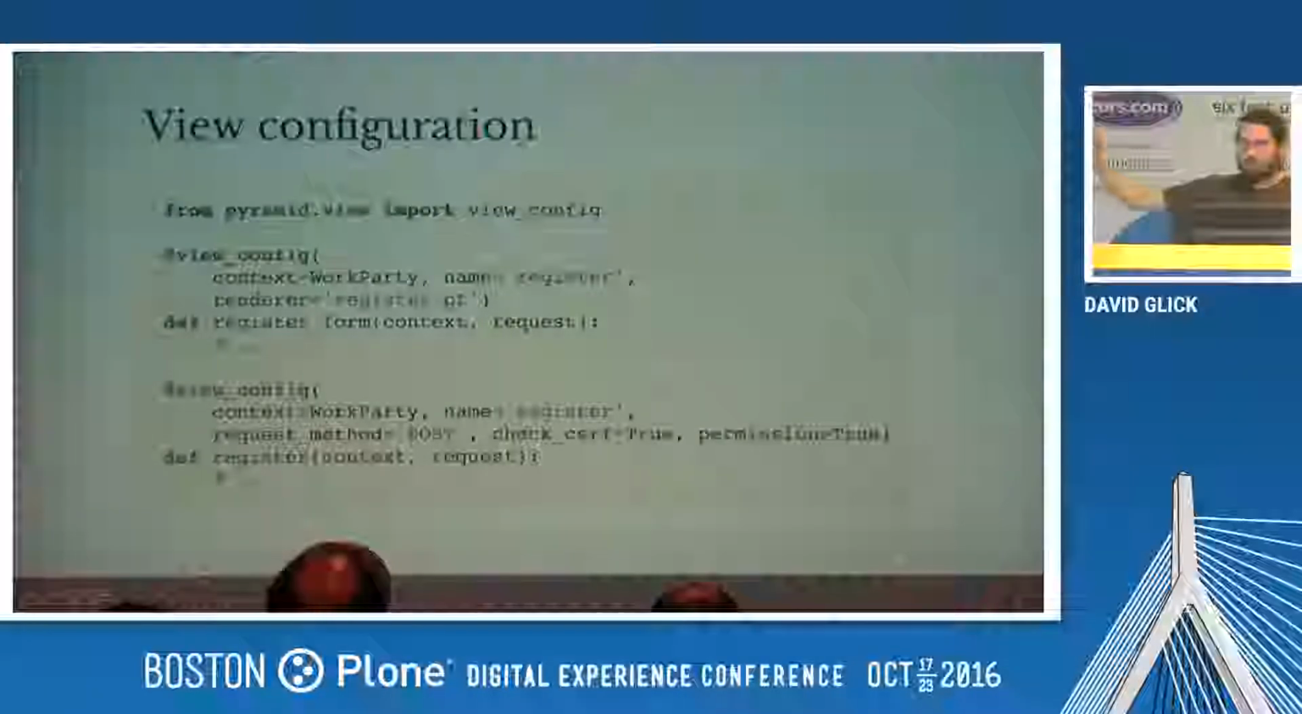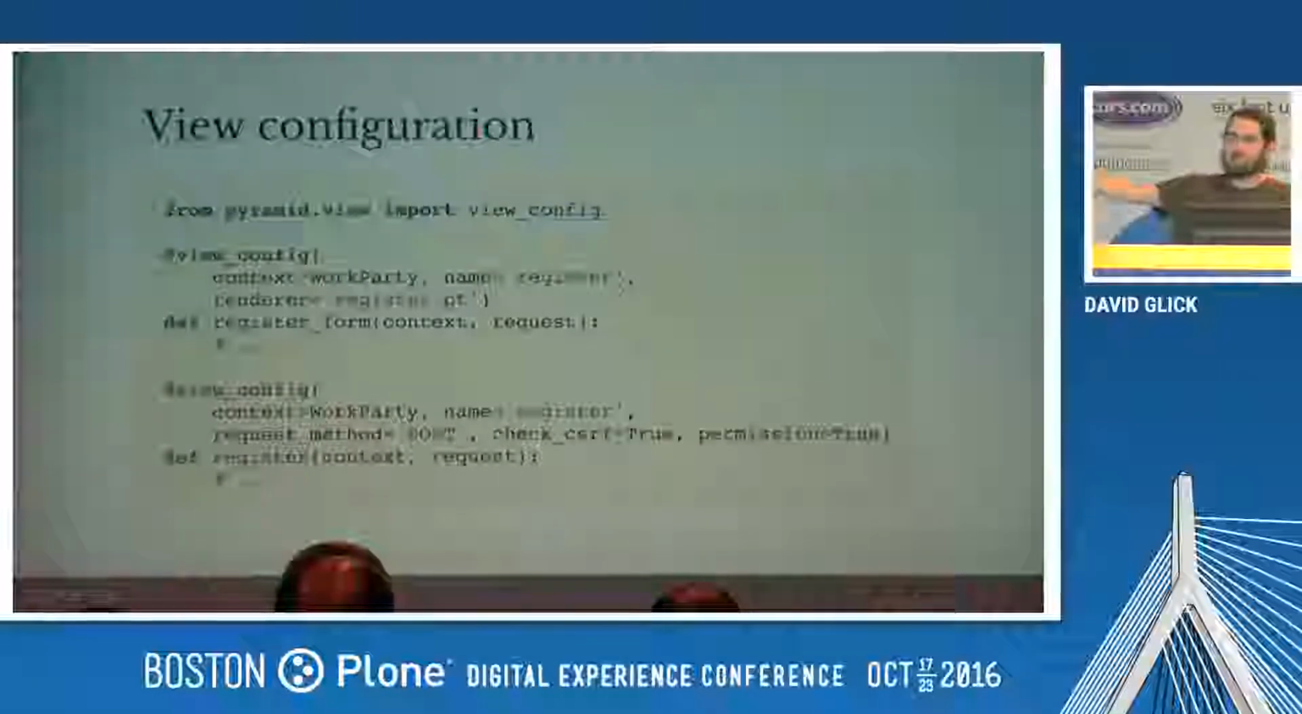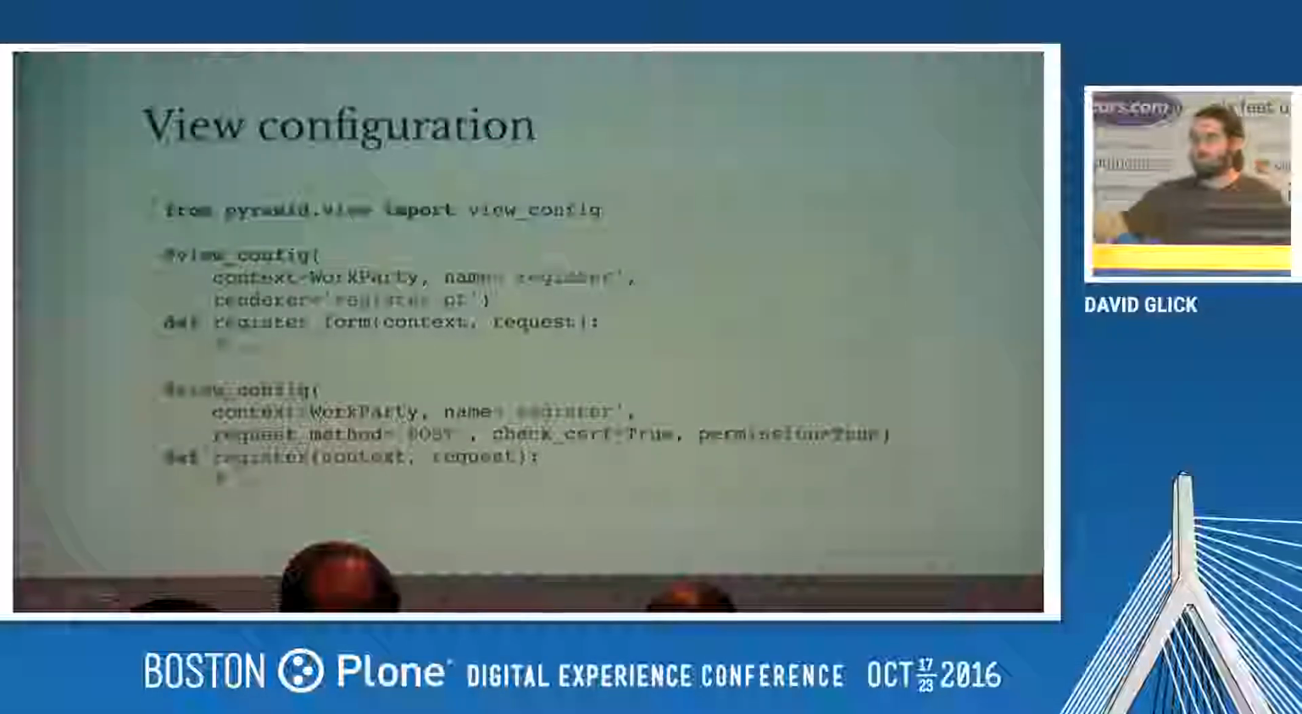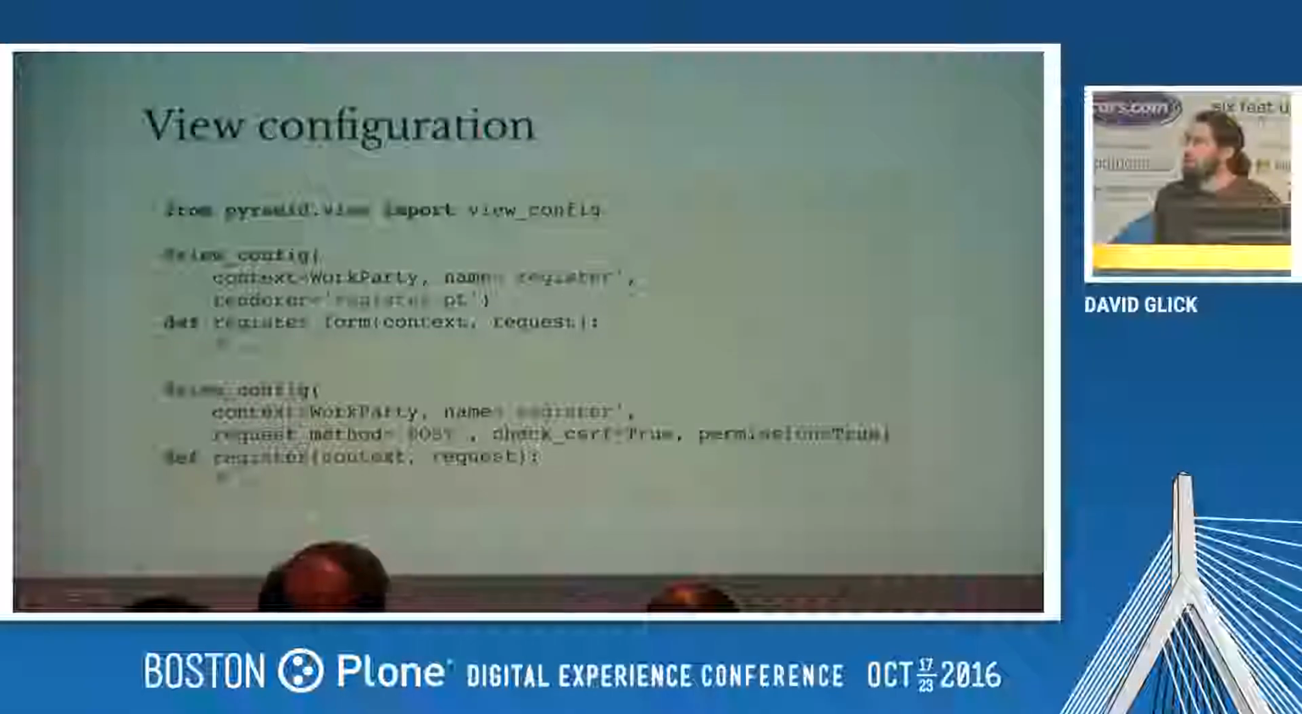Both of these are views with the same name, register. The one at the top shows the registration form. The one at the bottom has request method post, which means it's only going to be used if it's a post request. So this is the one that handles the form being submitted. That's called a view predicate, and Pyramid's very flexible about being able to register different conditions under which different views will be used.